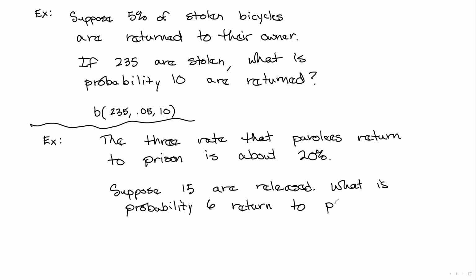All right, so let's write out our notation here. We want to know the binomial probability. How many trials are there? We've got 15 prisoners released who could potentially return. The probability that someone returns to prison is 0.20. And then we want to know the probability that 6 return. Okay, and so now we can jump back over to StatCrunch.